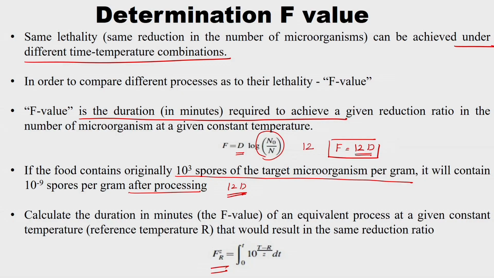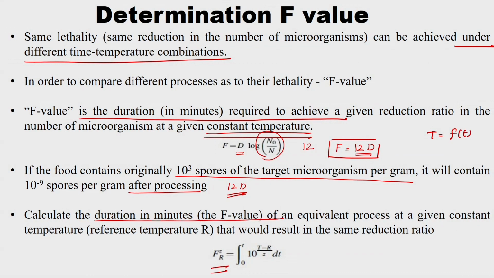But we told this at constant temperature, right, and normally it does not happen at a constant temperature. If you see any process, the time versus temperature is not constant. My temperature is a function of time, right. So, in such a case, how do I compare processes, right? So, calculate the duration in time. So, this is where the F_R comes in. So, what is R? R is nothing but a reference temperature.